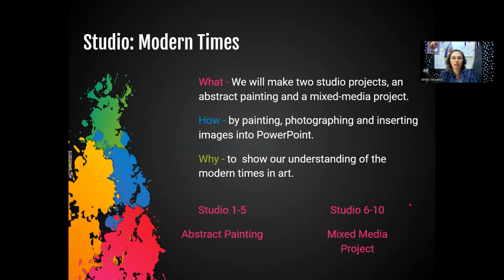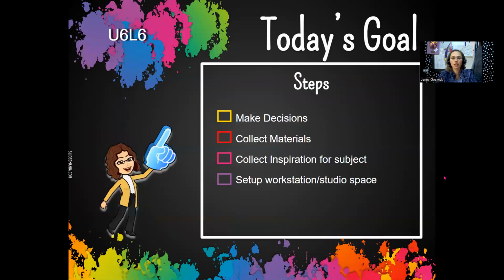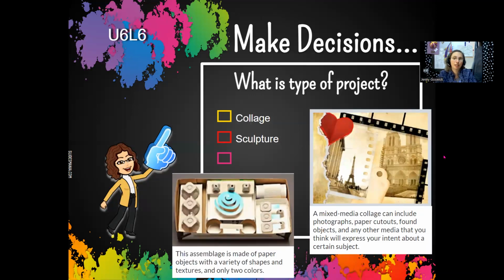So we are going to be working on lesson 6 through 10, this mixed media project here, the second part of unit 6. So what we're going to do here is today our goal is we're going to make some decisions about our project today. You're going to spend the day collecting some material and items that you need. Collect inspiration for the subject, that goes with the materials, and then set up your workspace or studio space to construct this project. Okay, so we really have to make the decision first.